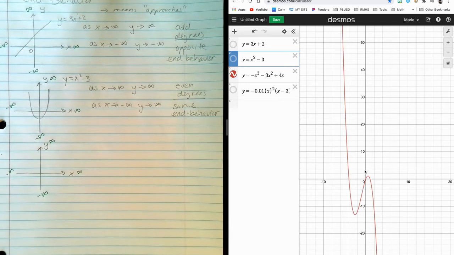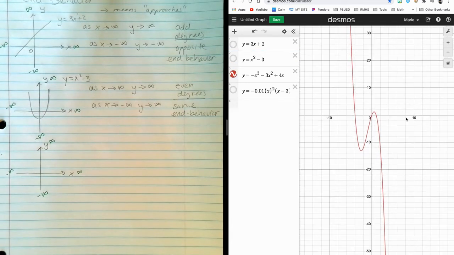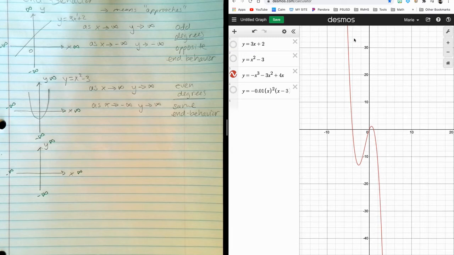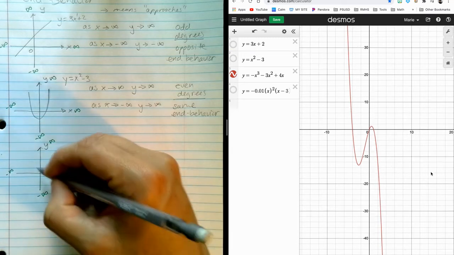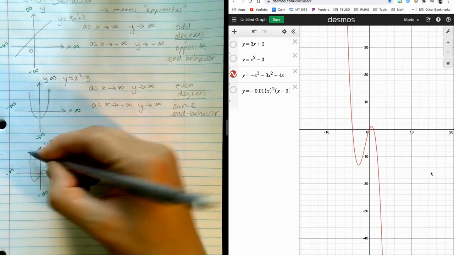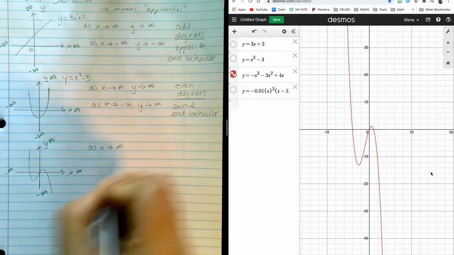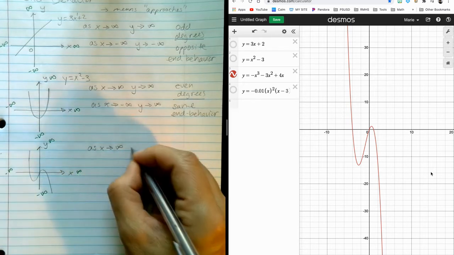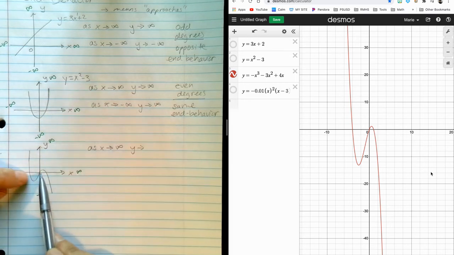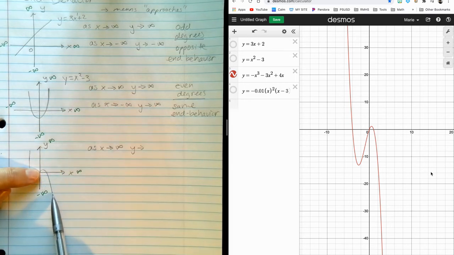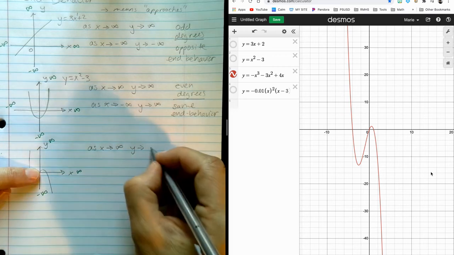So this is a cubic. The degree is odd, so it makes sense to us that the end behavior is opposite. Let's do a quick sketch of it. So let's try our end behavior. As x approaches positive infinity, what are my y values doing? As x goes this way, as we put in positive numbers, what is my graph doing? Notice it's pointing to the negative infinity side.